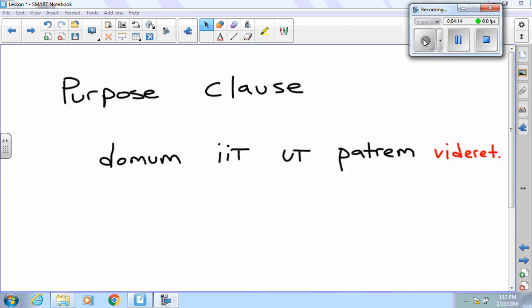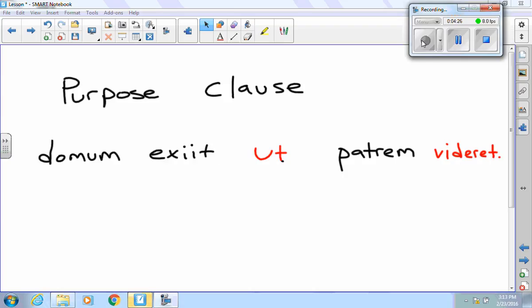Here is a purpose clause. He went home so that he could see his dad. In this case, videret is our imperfect subjunctive. I'm using the subjunctive because I need a purpose clause. And to make it negative, I'm going to take away this ut. I'm going to replace it with a ne. Now I have a negative purpose clause. That's important because ut is positive, ne is negative for purpose clauses.